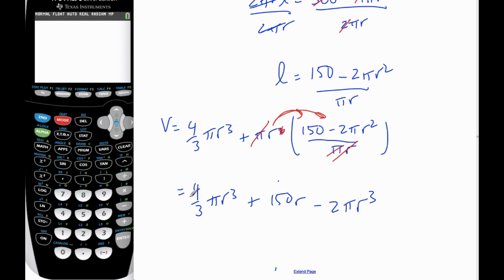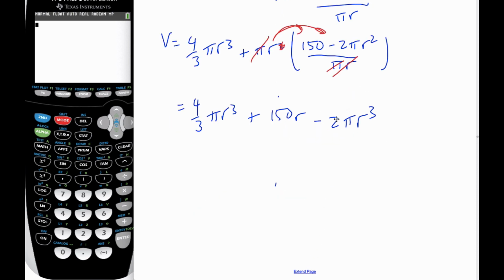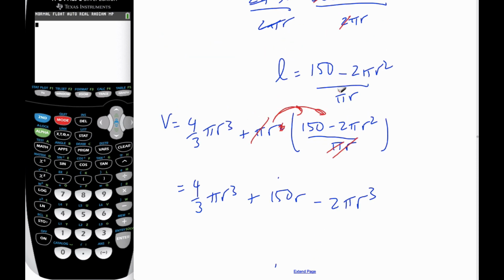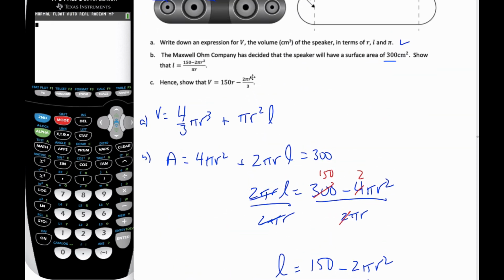Now the 4/3 pi r cubed and minus 2 pi r cubed are like terms, so I can combine them. I can recognize that 2 is the same as 6/3, and I say that so there's a common denominator. And so we have 150r, and 4/3 minus 6/3 is minus 2/3 pi r cubed. And this is my formula for volume. If I look up top here, that's what I was asked to show is true.